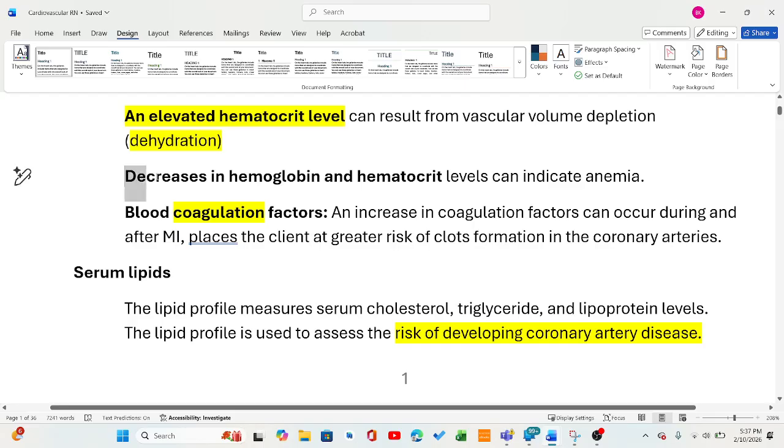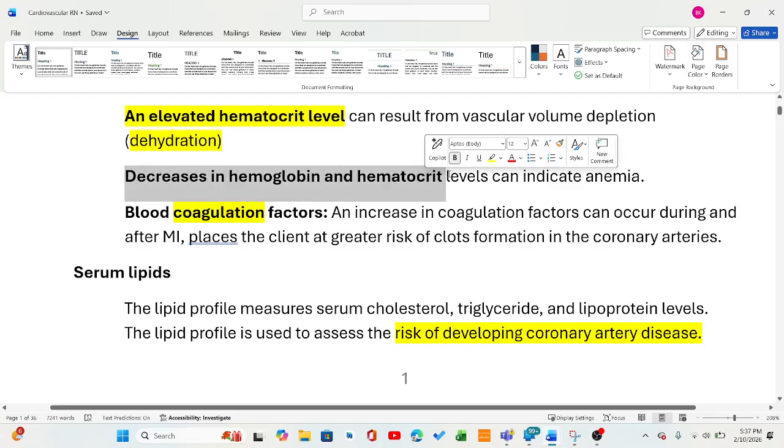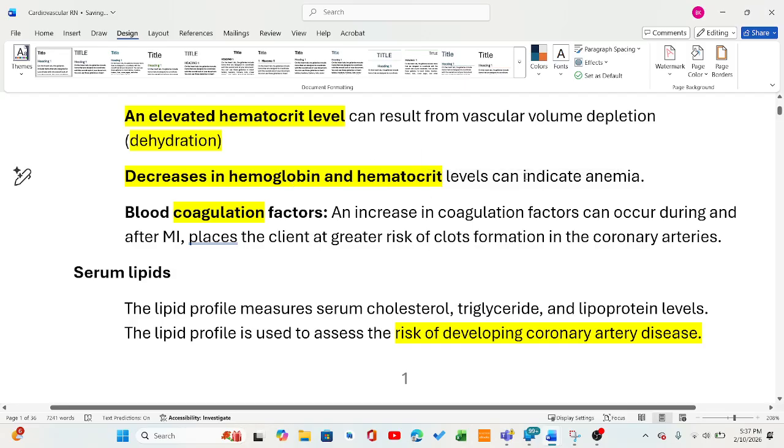Now, this is also another lab I want you to take note of. We have hemoglobin, which carries the oxygen to all parts of the body, and then hematocrit, which I said is the solid portion of the blood. When these two levels go down, it's an indication that the person is having anemia. So please take note of that. Anytime you hear anemia, the first thing that should come to your mind is H and H. The H and H stands for hemoglobin and hematocrit. When the two levels are going down at the same time, it's a sign that the person is having anemia.